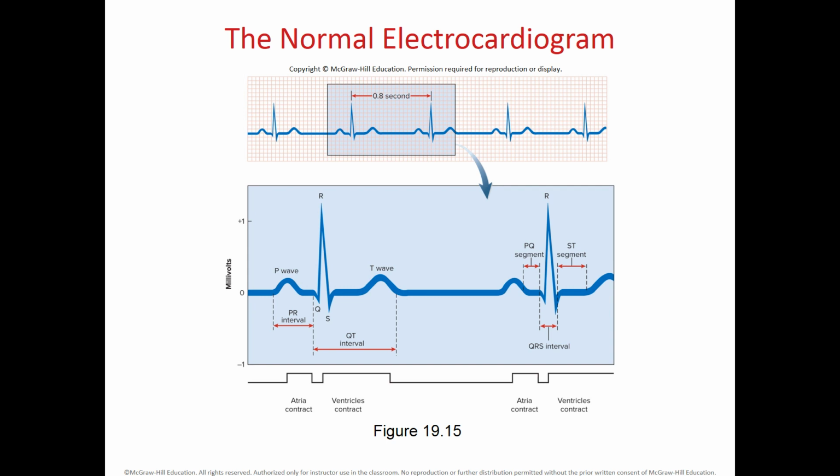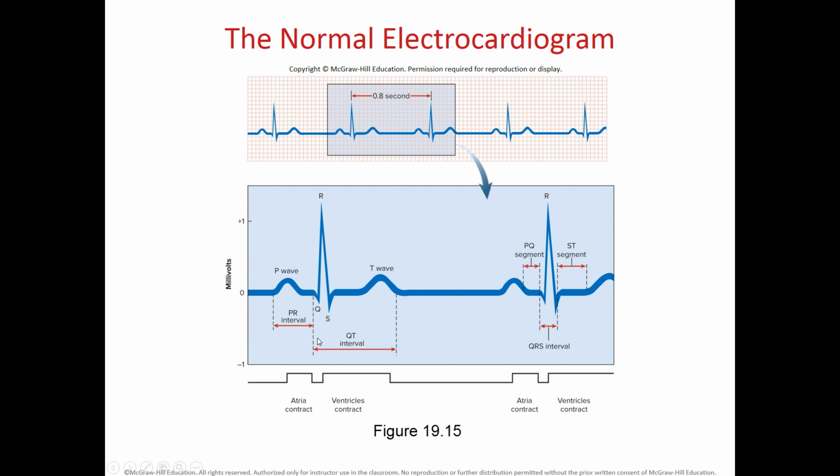And then you have this negative deflection that is called the Q wave. Then you have a positive one that is known as the R wave. And then you have a negative deflection that is known as the S wave. All these three, the Q, the R, and the S, form a complex that we call the QRS complex. This points to the ventricular depolarization, or when the ventricles become positively charged. And then you have this T wave, that is a positive deflection that pinpoints to the ventricular repolarization.